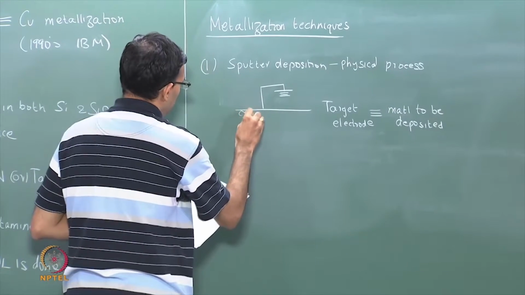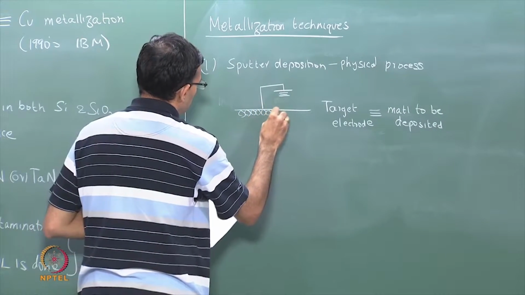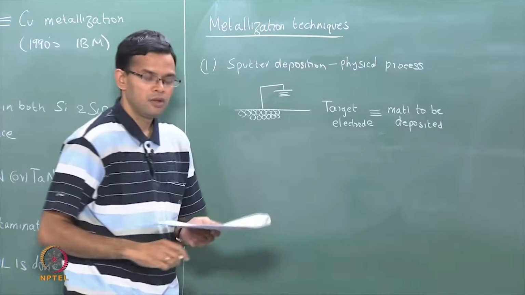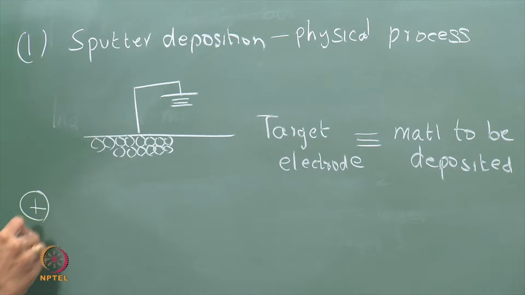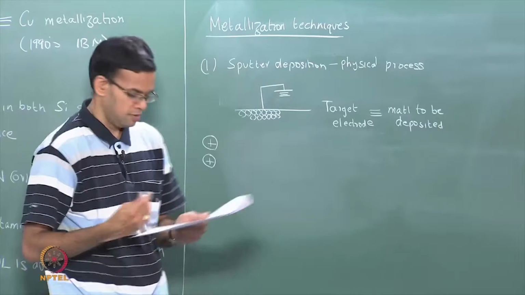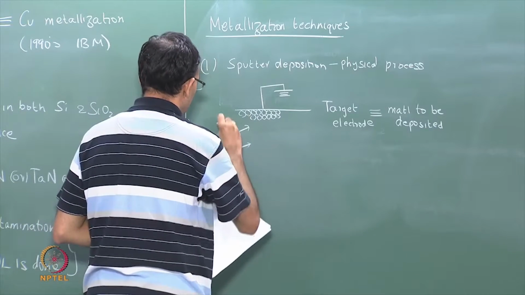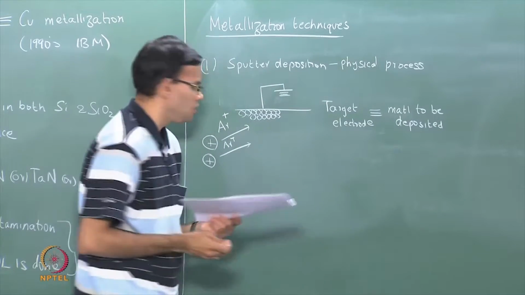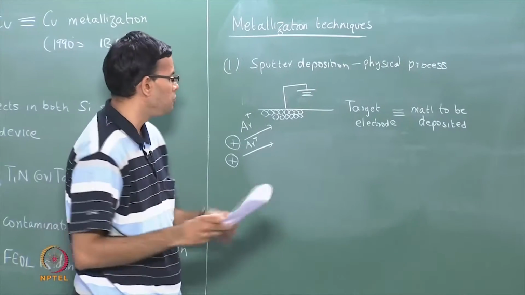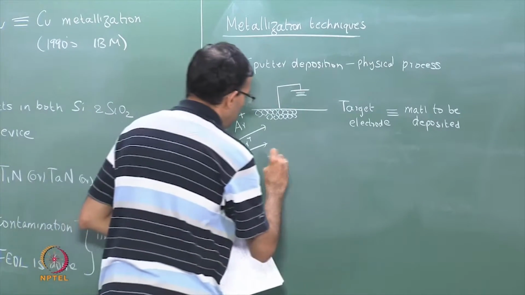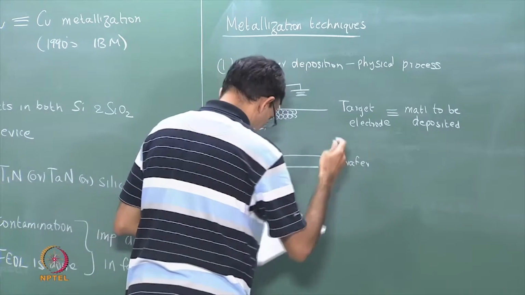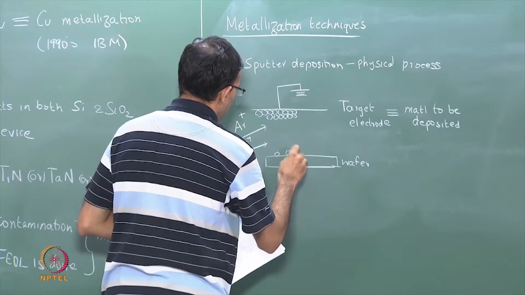So, this essentially consists of atoms. I will just show some of these atoms on the electrode. This is taken in an evacuated chamber and then argon ions are bombarded onto the target. In this process the argon ions physically remove the atoms from the target material. These are then accelerated onto the wafer and then impinge on the wafer.